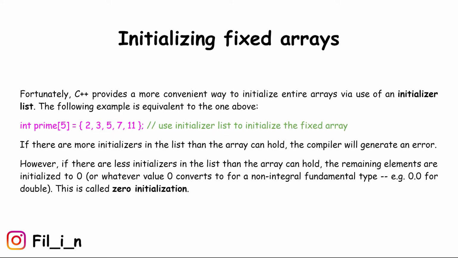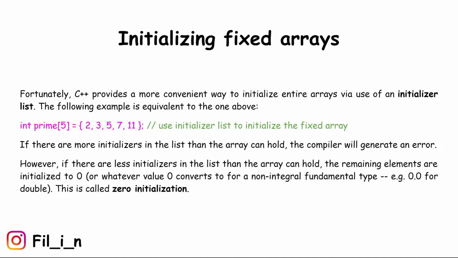Fortunately, C++ provides a more convenient way to initialize entire arrays via use of an initializer list. The following example is equivalent to the one above. int prime[5] = { 2, 3, 5, 7, 11 }; // use initializer list to initialize the fixed array.